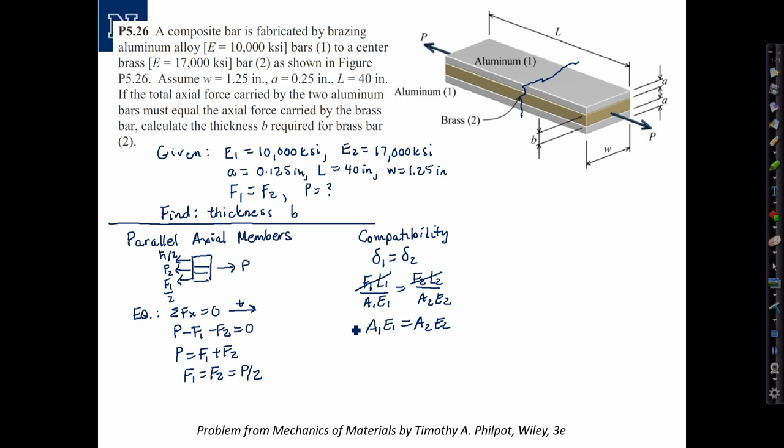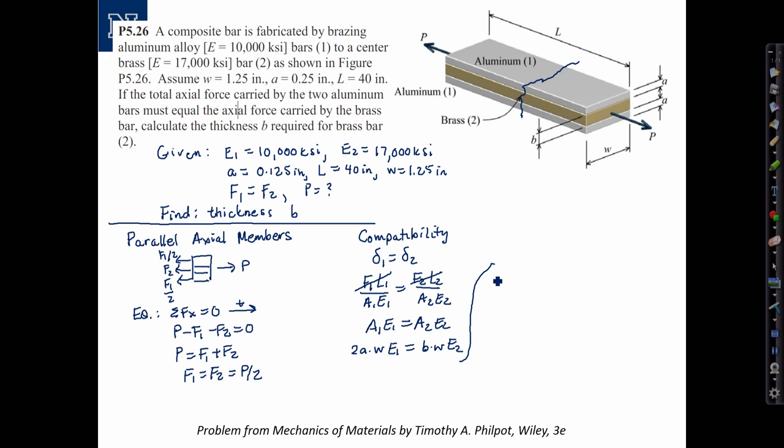Okay? So A1 and A2 are the cross-sectional areas. The cross-sectional area of the aluminum bars, considering the two bars top and bottom, is equal to 2A times W. The cross-sectional area of the brass bar, bar 2, is equal to B times W, where B is the unknown that we're trying to find. So this is what our compatibility equation reduces to.